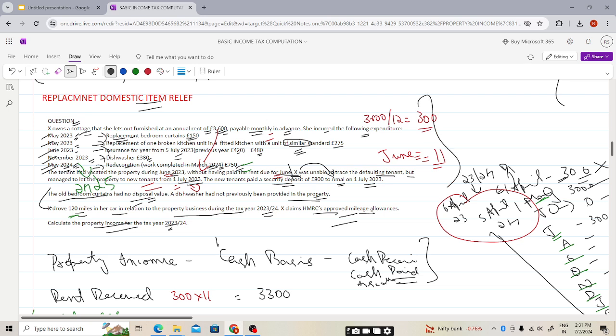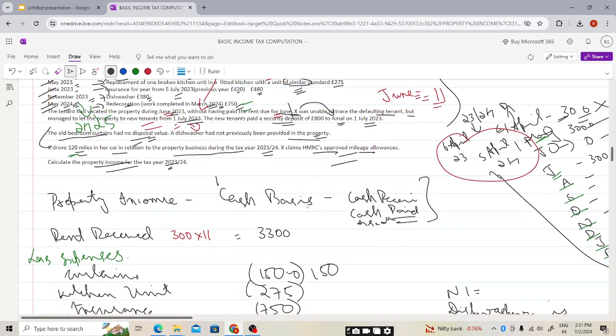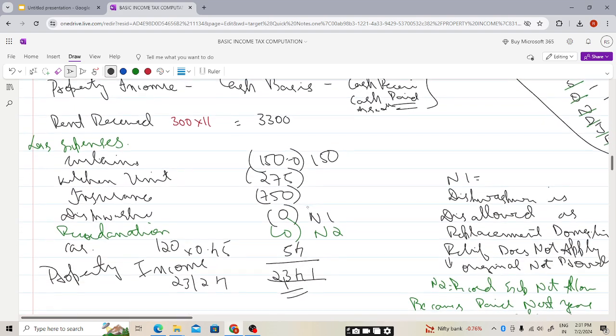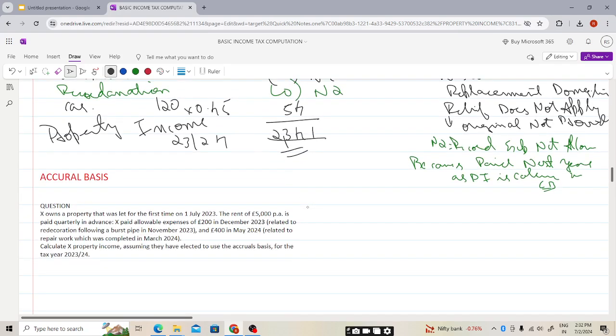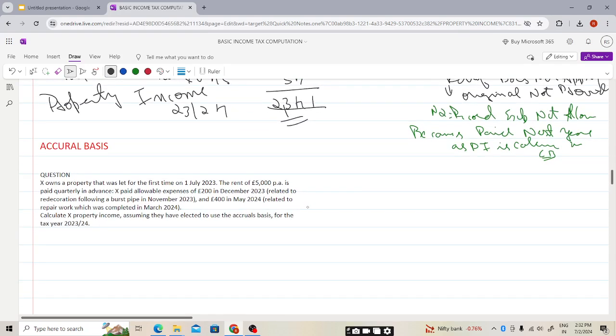So by this question we have completed question number 3 also, that is replacement of domestic items. By doing this question you would have a clear picture of the replacement domestic relief. In redecoration also you need to see whether it is revenue or capital expenditure.